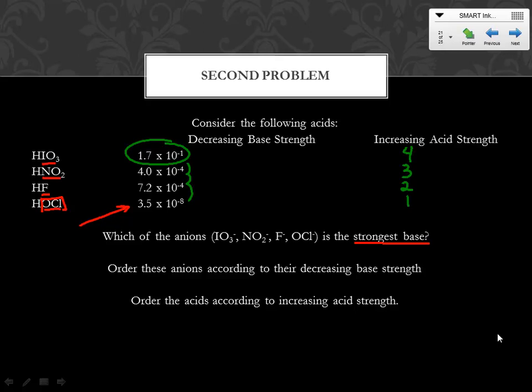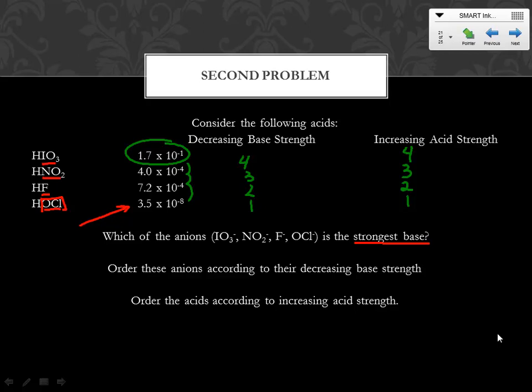If we look at the bases, okay, so decreasing base strength, the one that we're going to start off with, the strongest base, is going to come from that weakest acid. Okay, so that'll be our first one. Okay, and they're going to go down from there. Okay, so in this way we can order these different compounds.